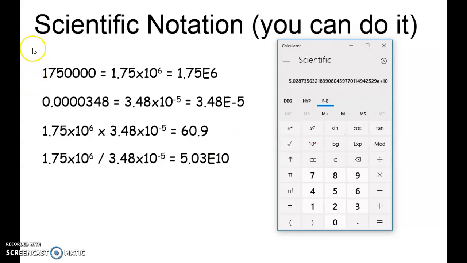Feel free to refer back to this as you go throughout the year, because we're going to see scientific notation some, but not enough that you're going to be using it every day. So we may have to revisit this as we go.